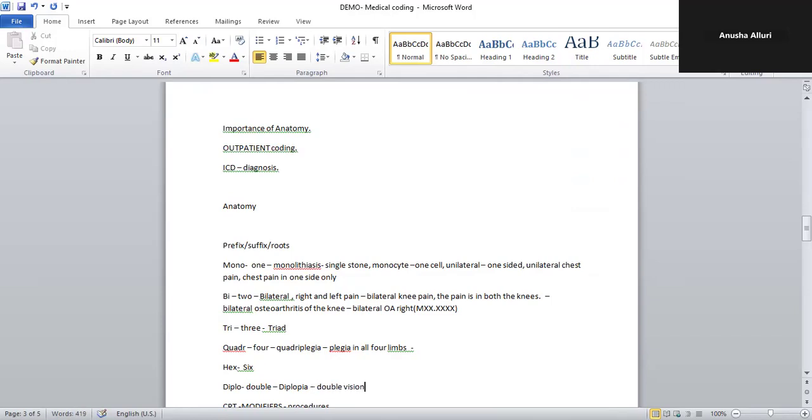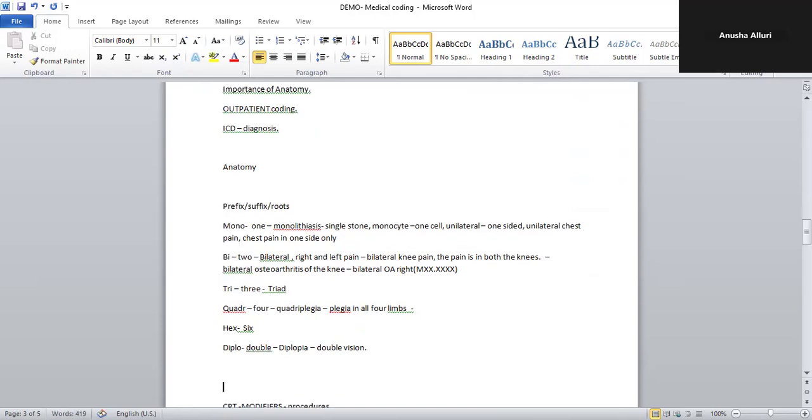We have to learn the prefixes like this to know the meaning. A prefix is the starting point of a word. When the doctor is documenting, if you find any prefix like this, you have to understand what the doctor is telling. Hexa means six, diplo means double, like that.